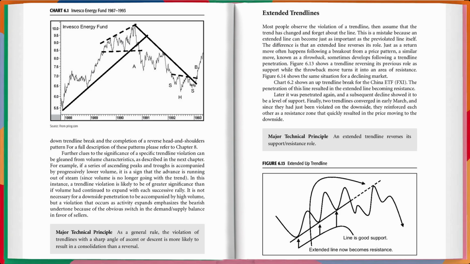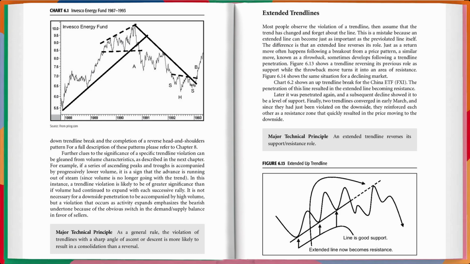Further clues to the significance of a specific trendline violation can be gleaned from volume characteristics, as described in the next chapter. For example, if a series of ascending peaks and troughs is accompanied by progressively lower volume, it is a sign that the advance is running out of steam, since volume is no longer going with the trend.